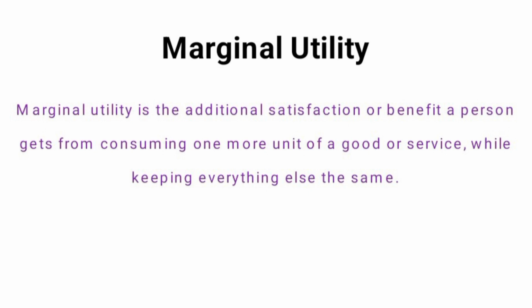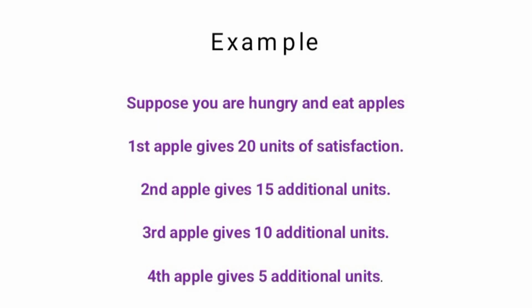So the definition is: marginal utility is the additional satisfaction or benefit a person gets from consuming one more unit of a good or service while keeping everything else the same. Example: suppose you are hungry and eat apples. The first apple gives 20 units of satisfaction, the second apple gives 15 additional units, the third apple gives 10 additional units, and the fourth apple gives 5 additional units of satisfaction.